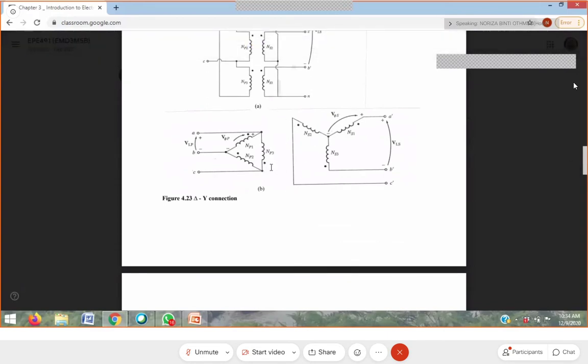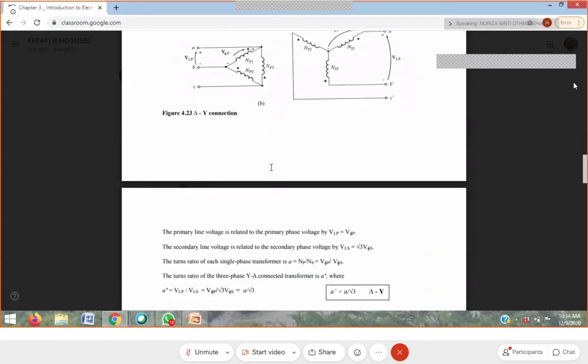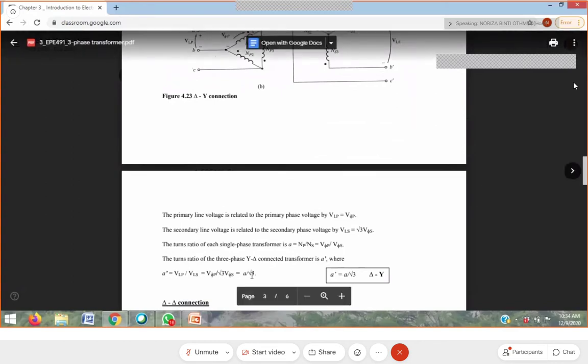Y to, sorry, delta to Y connection. Delta Y connection. So untuk primary line voltage, V line phase dia equal to V phase. Primary, V line equal to V phase untuk primary, sebab dia delta. So untuk secondary, V line equal to root 3 V phase, okay, sebab dia Y.